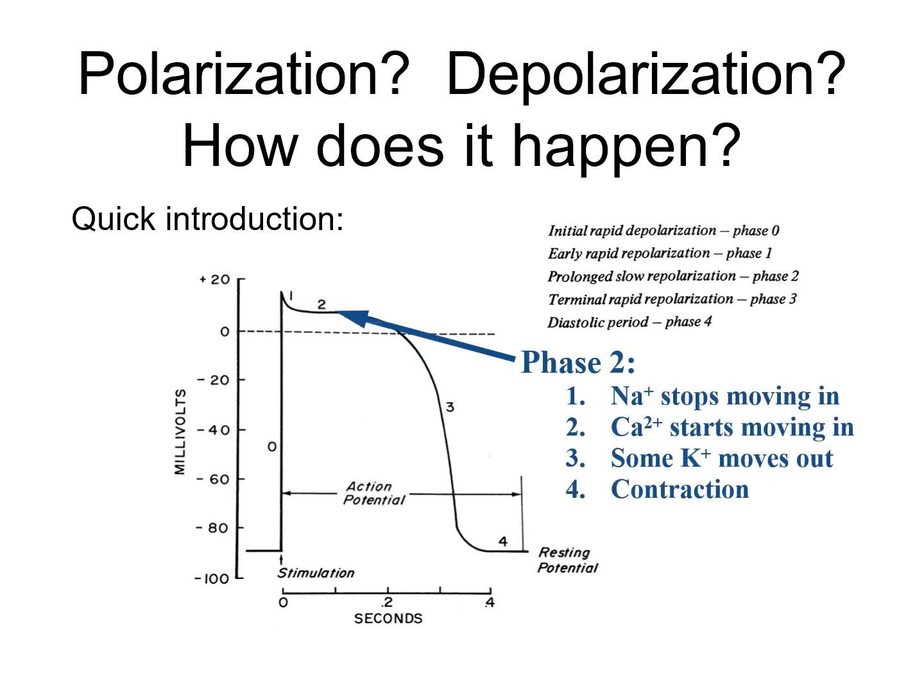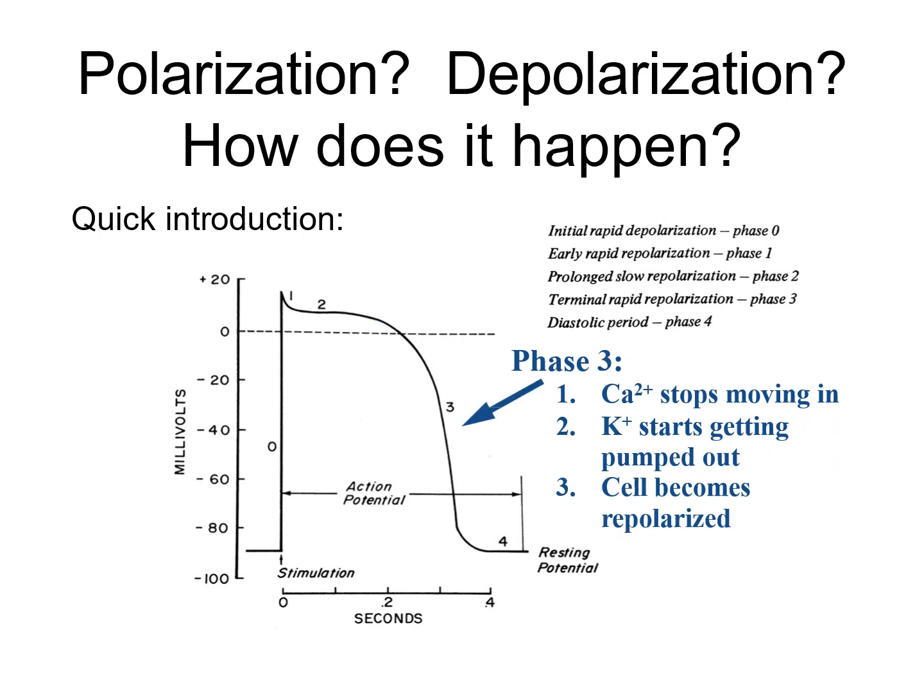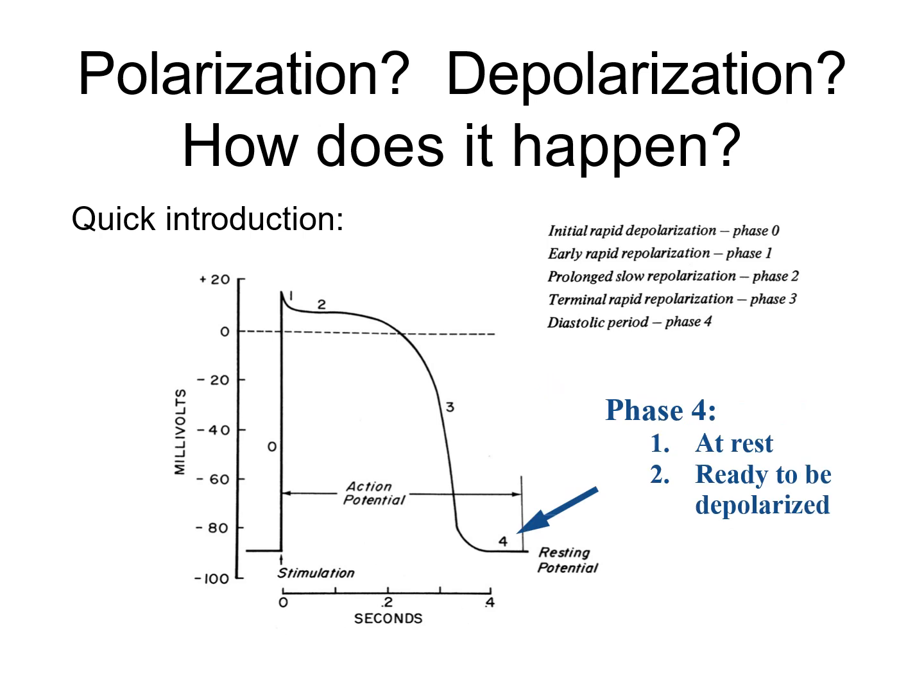Phase 2. Sodium stops moving into the cell, calcium starts moving in, some of the potassium moves out, then the muscle contracts. Phase 3. The calcium stops moving in, the potassium gets pumped out, and the cell becomes repolarized. Phase 4. The cell is at rest and is ready to be depolarized, so here's your diastolic period.